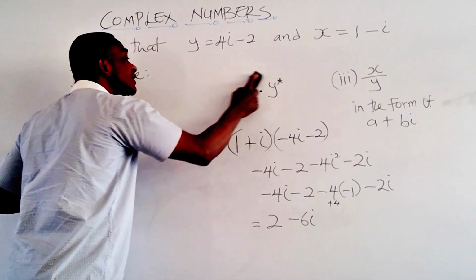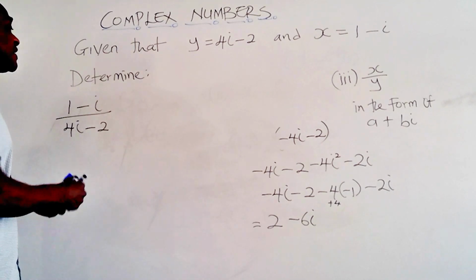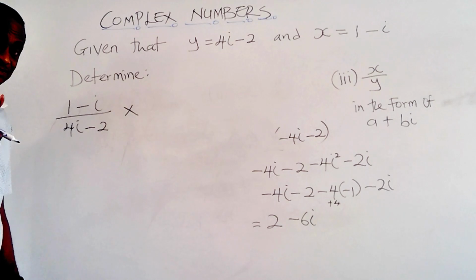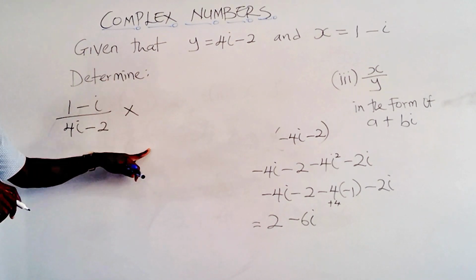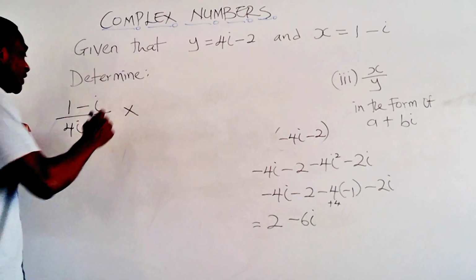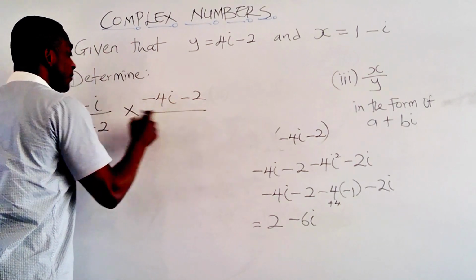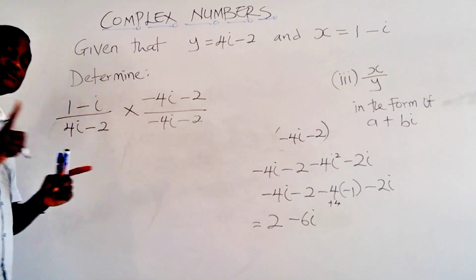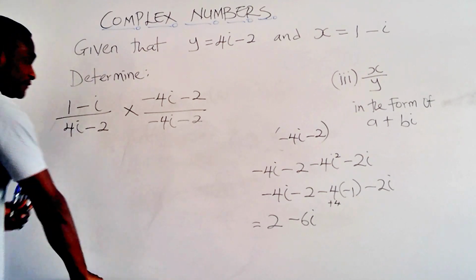And how do we rationalize here? To rationalize, we multiply both the numerator and the denominator with the conjugate of the denominator. So the conjugate here is negative 4i minus 2. We multiply the numerator and the denominator with the same conjugate of the denominator. Now, we can simplify using ordinary algebra.